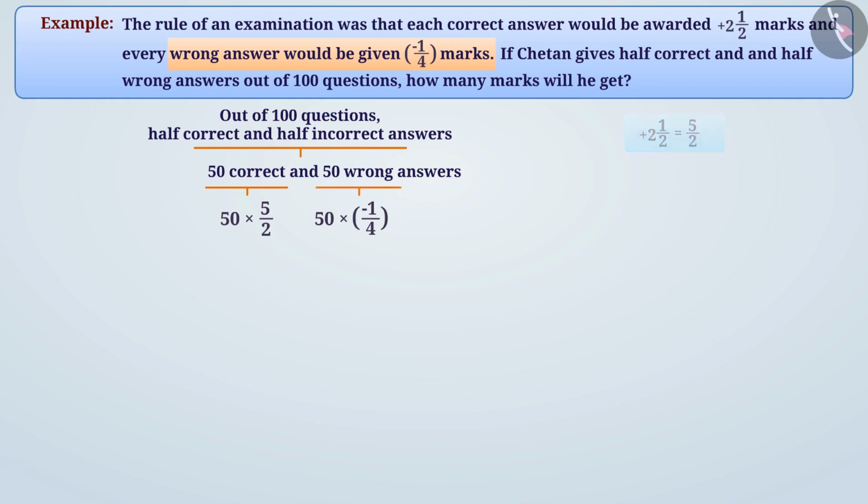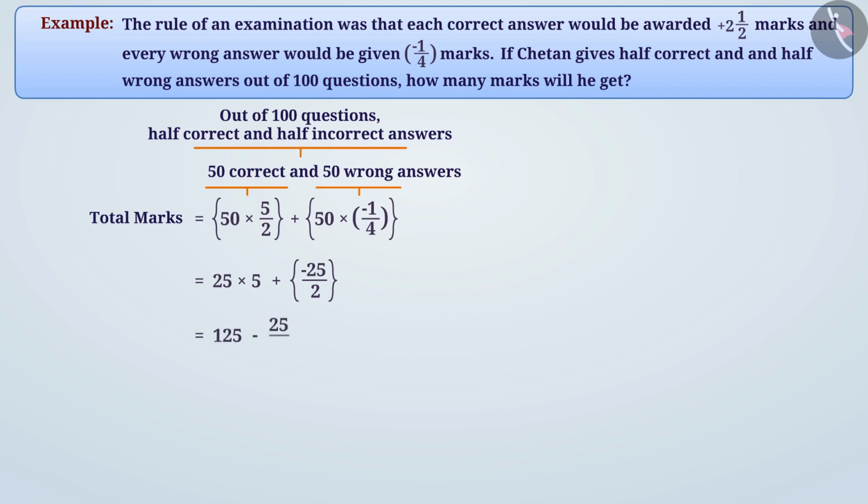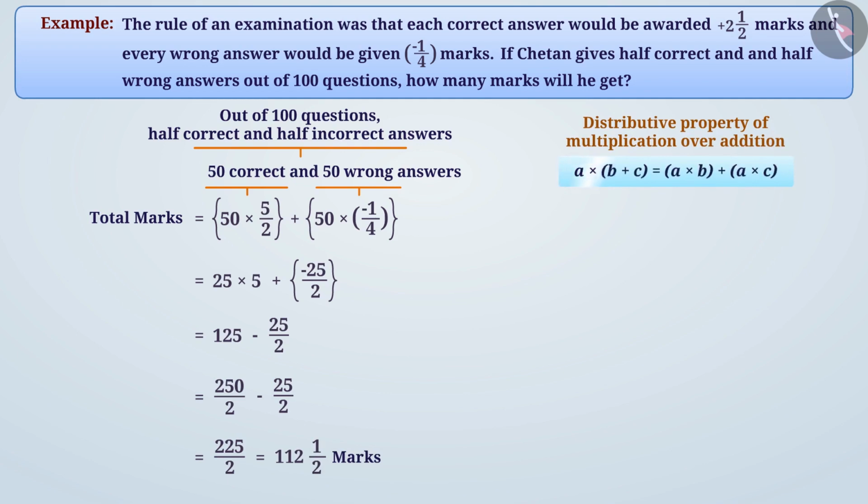In this way, he will get total marks 50 multiplied by 5 by 2 plus 50 multiplied by minus 1 by 4. By simplifying it, we will get 25 multiplied by 5 plus minus 25 by 2 marks, which is equal to 125 minus 25 by 2 marks, which is equal to 250 by 2 minus 25 by 2 marks, which is equal to 225 by 2 marks, which is equal to 112.5 marks.